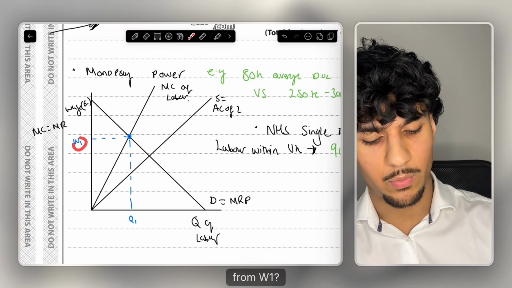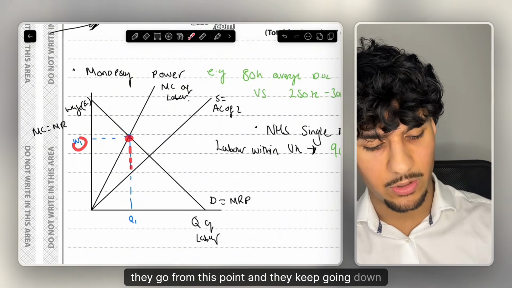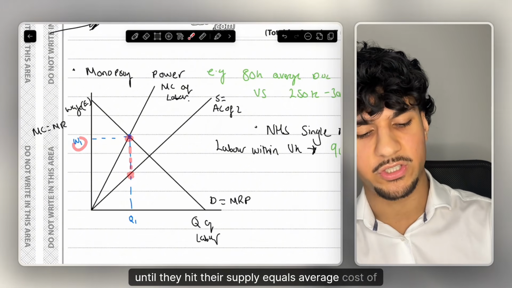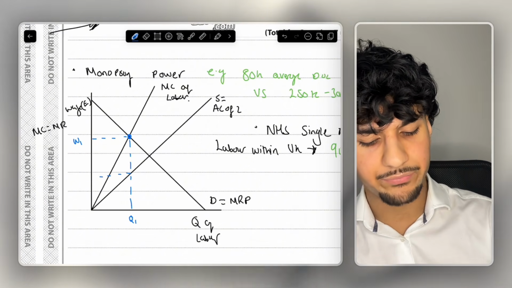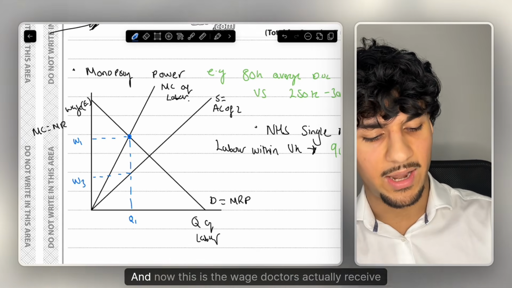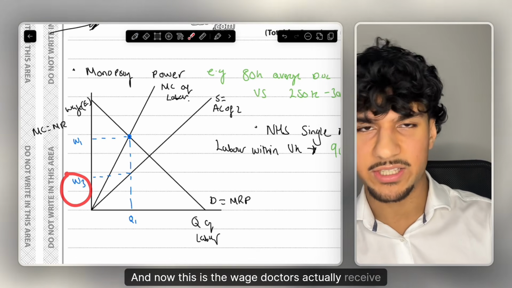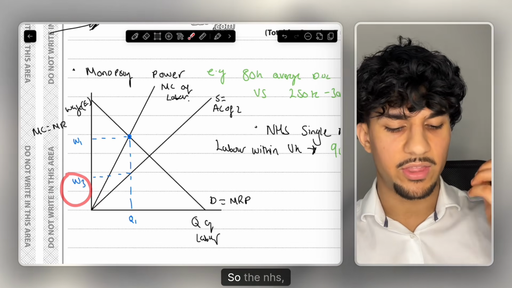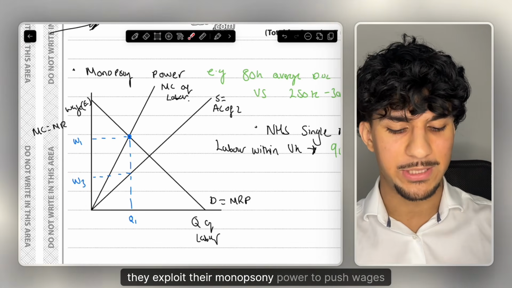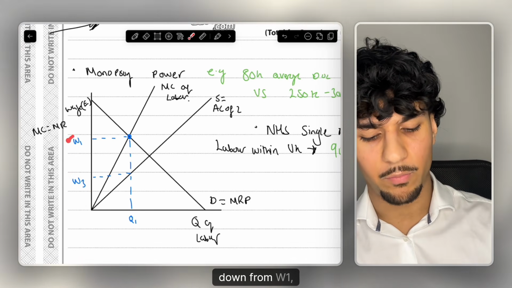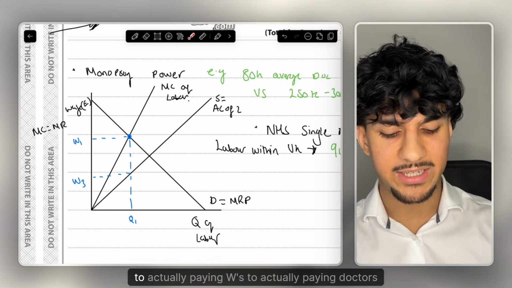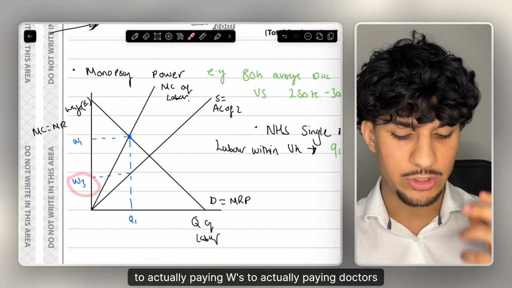They go from W1, well, they go from this point, and they keep going down until they hit their supply equals average cost of labour. And we go left from there. And this will give us W3, and now this is the wage doctors actually receive within the UK. So the NHS exploits its monopoly power to push wages down from W1, which they should be paying doctors, to actually paying doctors W3.